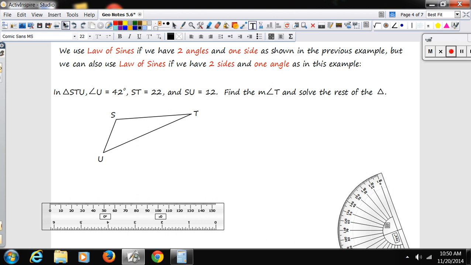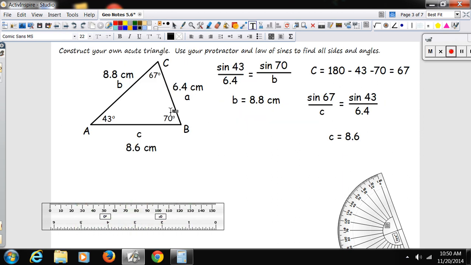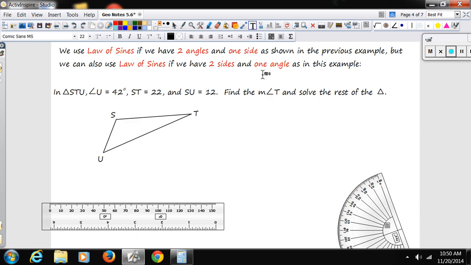We can use law of sines if we have two angles and one side, just like we had in the previous example and in the CSUN example. We can also use law of sines if we have two sides and one angle, just like we did on the other triangle that we drew right here. No, the one I deleted, sorry. You would have two sides and one angle. In this example right here, they gave us two sides and one angle.